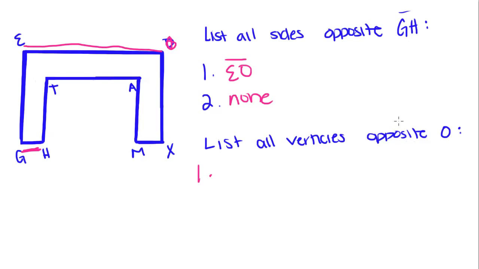So list all vertices opposite O. So right here, well, A is opposite O, and T is opposite O, and M, and that's it.